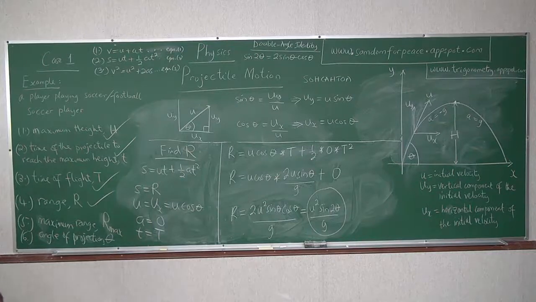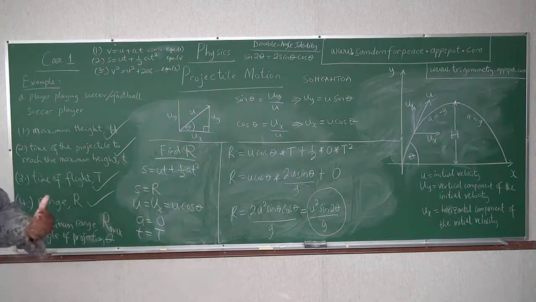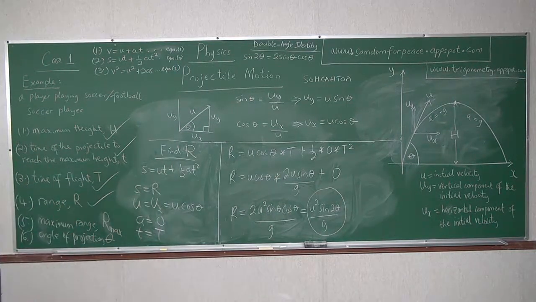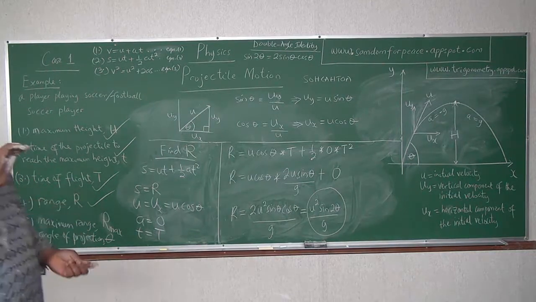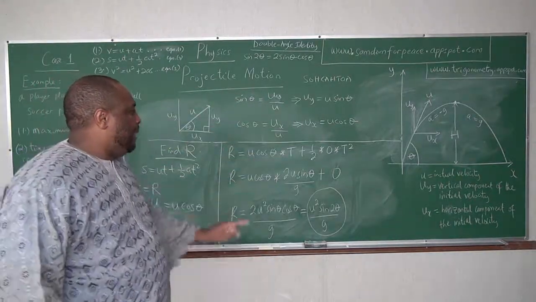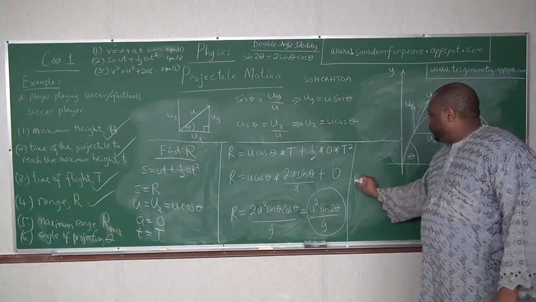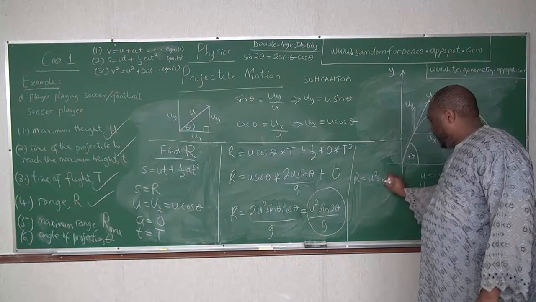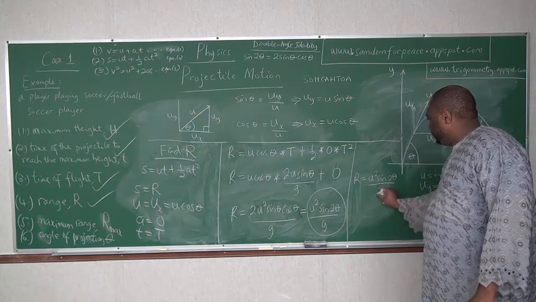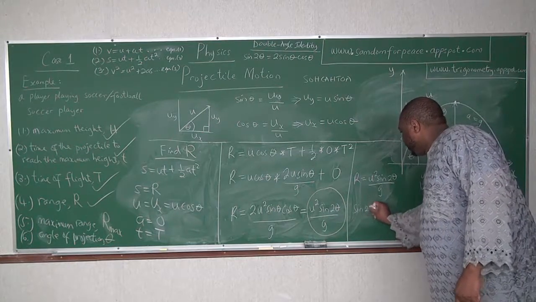Okay. Now it's good for you to understand the whole process, how we get all this. All right. We're now going to look at the maximum range and the angle of projection. If we want to get the farthest horizontal distance, based on this range here, R is u squared sine 2 theta over g. We are looking at sine 2 theta now. Let's look at sine 2 theta.